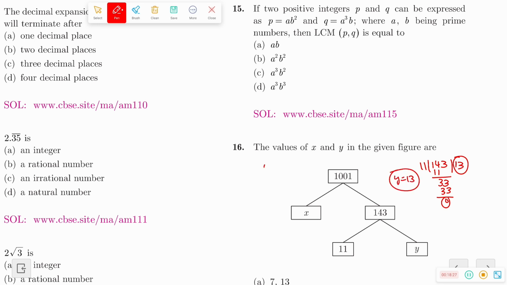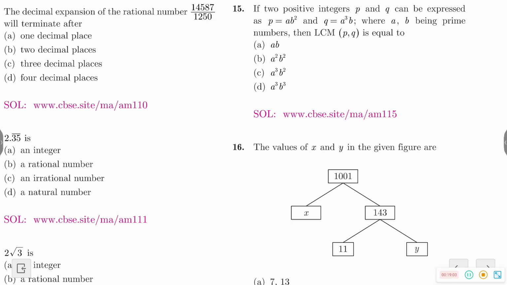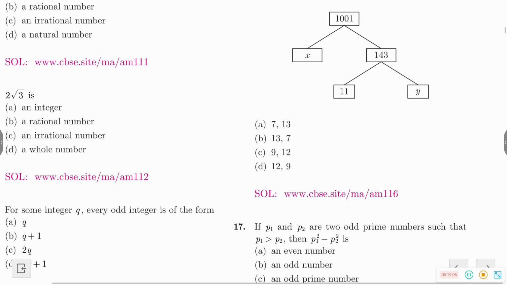At the same time, similarly, when you want x, we have to divide 1001 by 143. 143 into 7 times, we get 1001. So x value is what? 7. So x is equal to 7, y is equal to 13 is correct option. So whenever a tree diagram related question comes, we have to solve like this. Hope this is clear. Question number 16, 7 comma 13 is correct option.